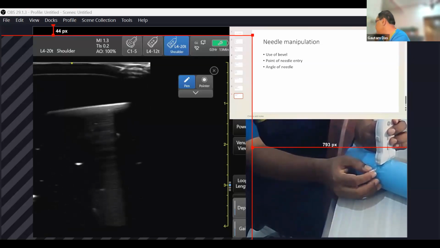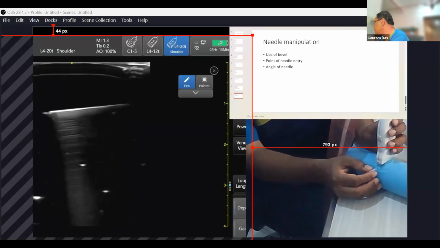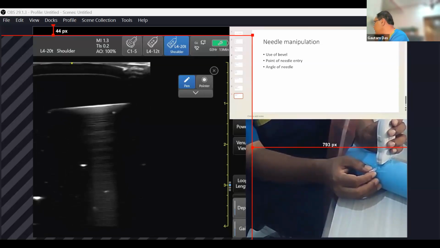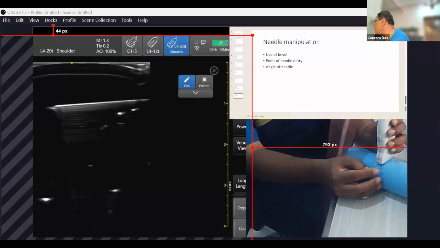So here you see the tip has a bevel, and if you are looking at the bevel, what we need to do here? So the bevel is up. If I'm rotating it, the bevel is down. So here the bevel is up. If I'm rotating it, the bevel is now down.